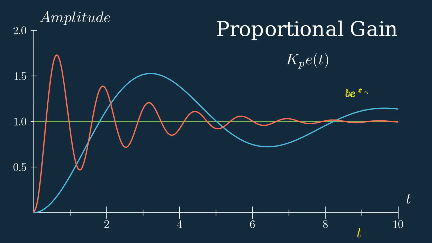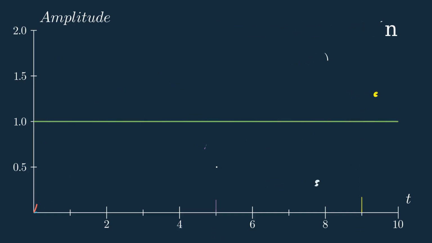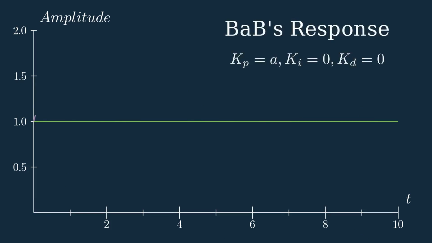When comparing both plots, we see that the settling time is less on the red curve with the increased Kp than the blue curve with the original Kp by 4 seconds. In addition, the rise time is much faster on the red curve. However, the trade-off being increased overshoot. Now that you have an understanding of what Kp does, let's apply it to BAB.